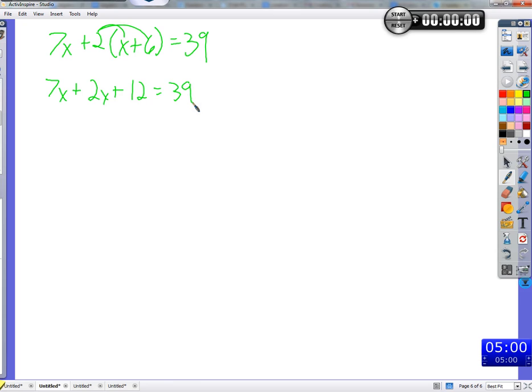Okay. Well, after that one step, it's looking a lot like the equations that we just did. Yep. Sure, combine like terms. 9x plus 12 equals 39. Then what? Subtract 12 from 39. Subtract 12. 9x equals 27. Mm-hmm. And divide by 9. x is 3.